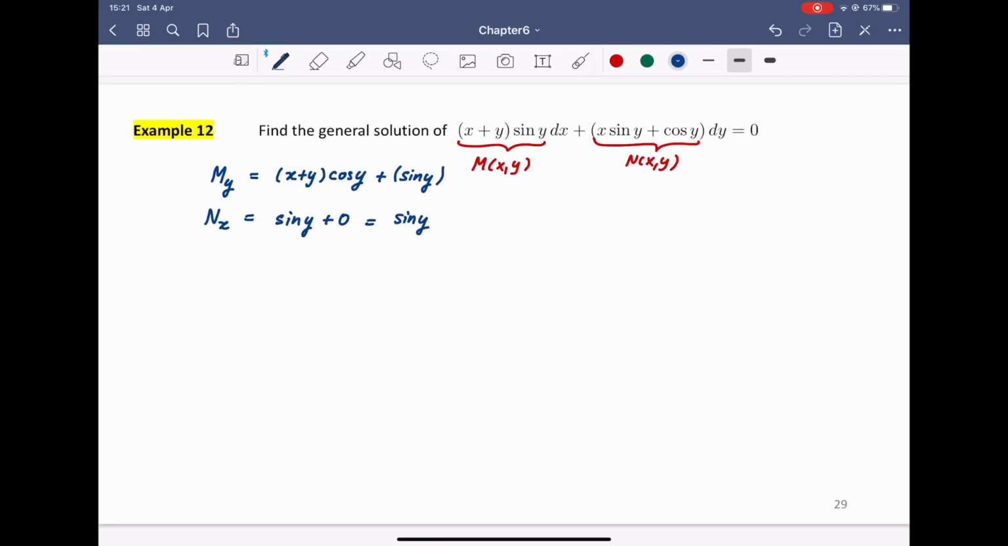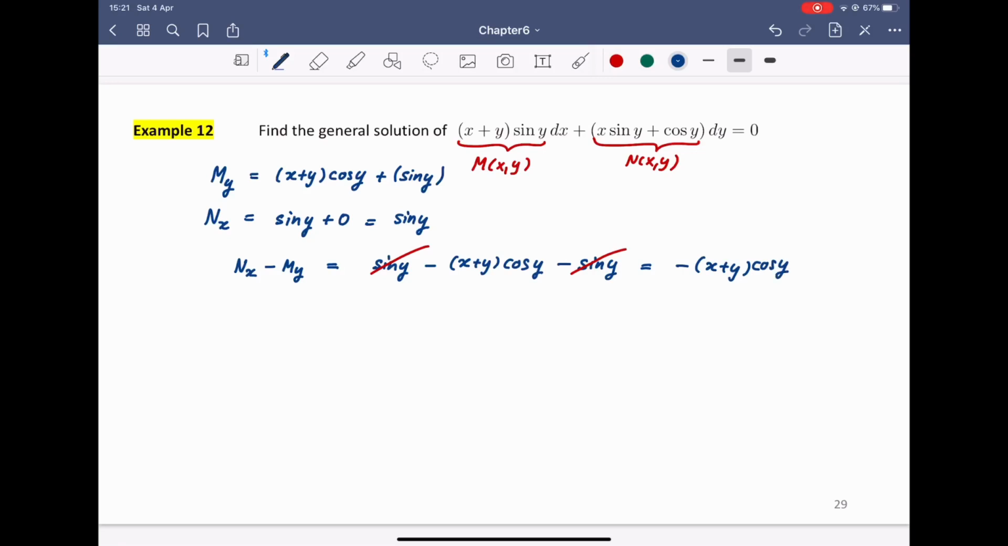And now you can see that if I compute N sub x minus M sub y, let's see what happens. I'm going to have sine y minus (x plus y) cosine y, and then minus sine y. So the sine y cancels. What you have left is minus (x plus y) cosine y.